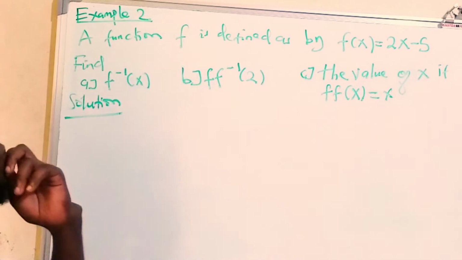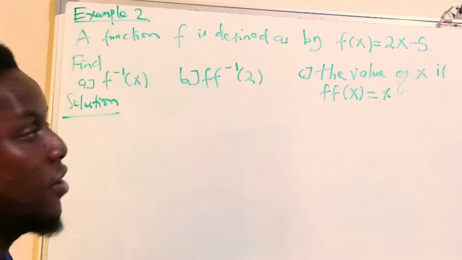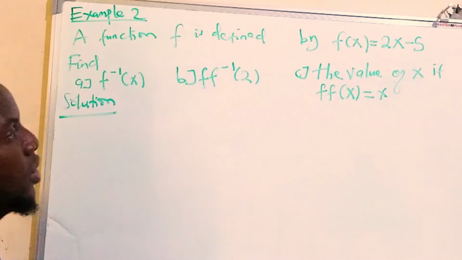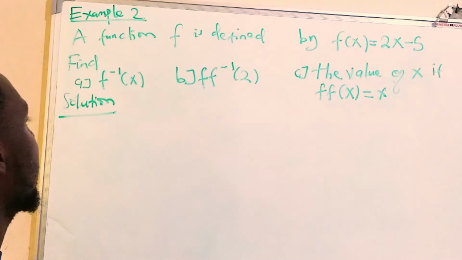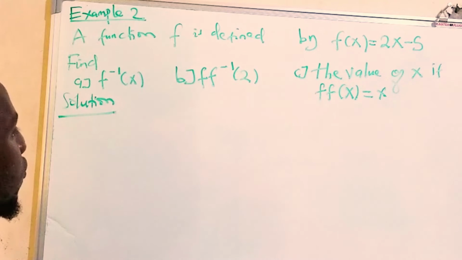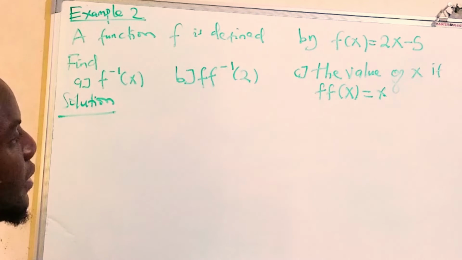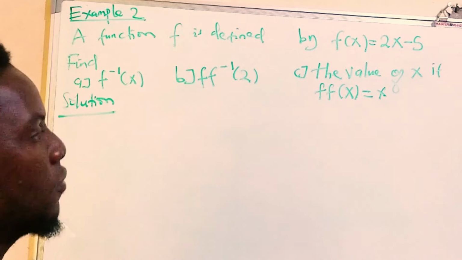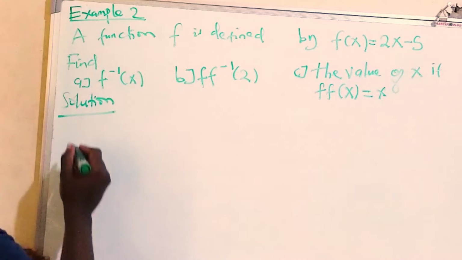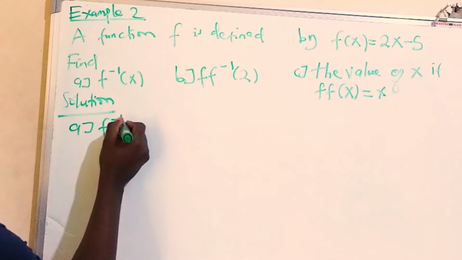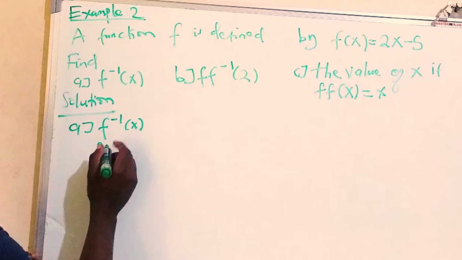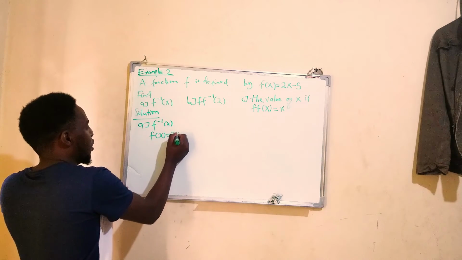So our example is saying a function f is defined by f of x is equal to 2x minus 5. Find A, f inverse of x, B, f of f inverse of 2, C, the value of x if f of x is equal to x. So A is asking us to find f inverse of x. So we have f of x as 2x minus 5.